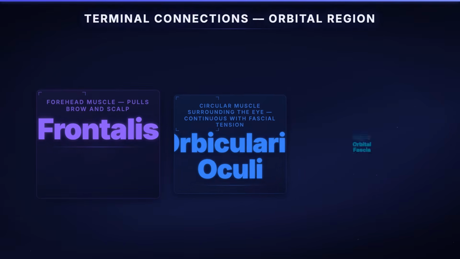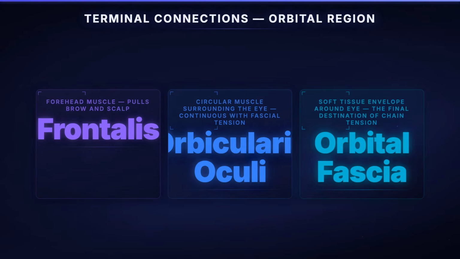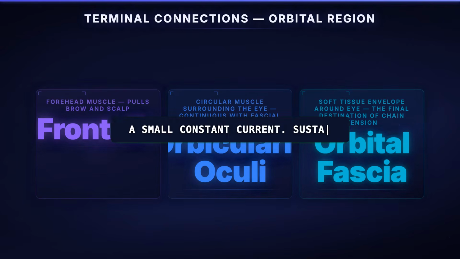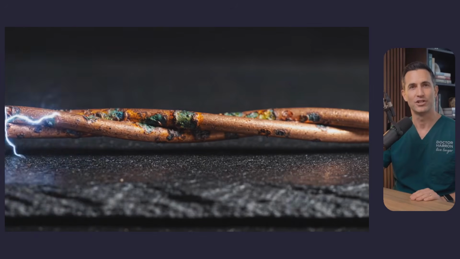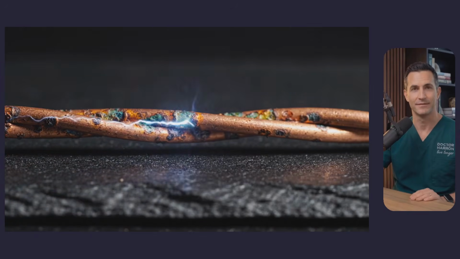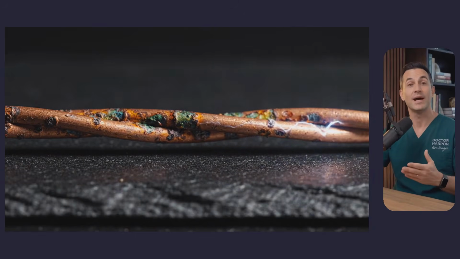The suboccipital muscles connect through the posterior cervical fascia to the galea aponeurotica, the fibrous sheet covering the skull. The galea attaches forward to the frontalis muscle of your forehead and the orbicularis oculi, the circular muscle that governs your eyelid. The fascial envelope of your orbital region is continuous with tissue that has been under tension since the floor. 170 centimeters. The compression at the navicular is not broadcasting loudly. It's conducting, the way wire conducts. A small, constant current, sustained across years.